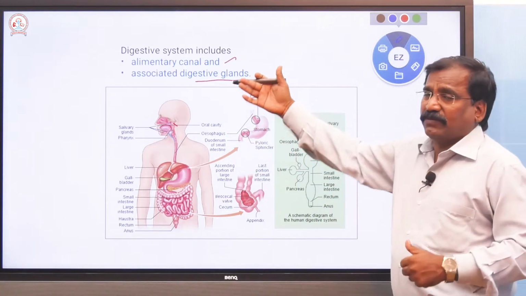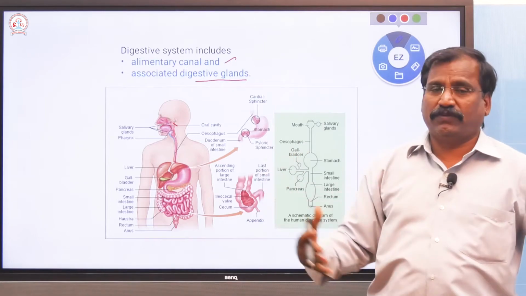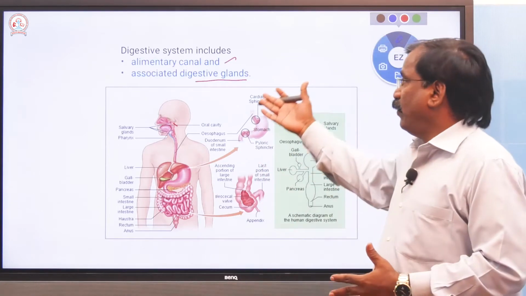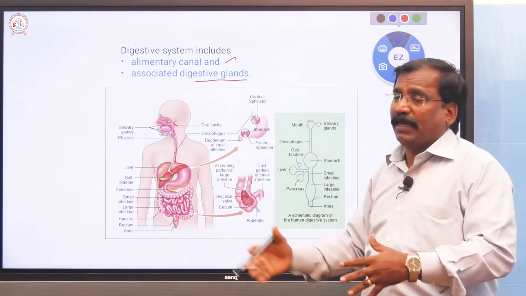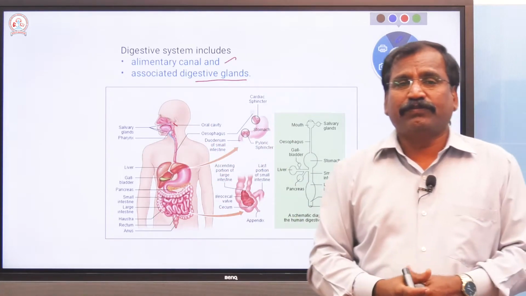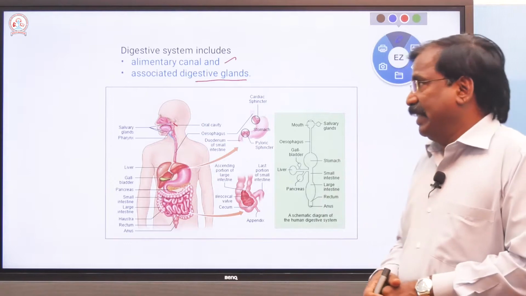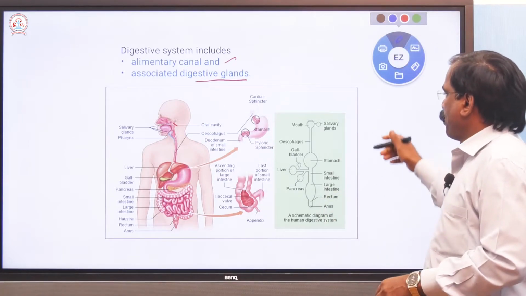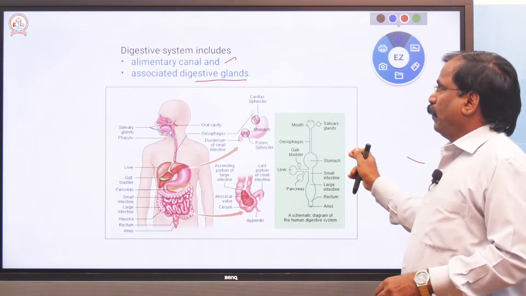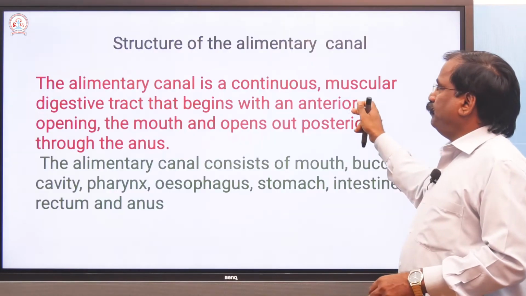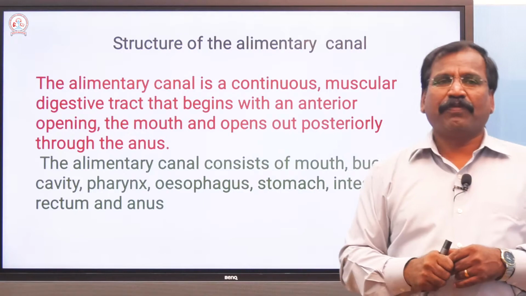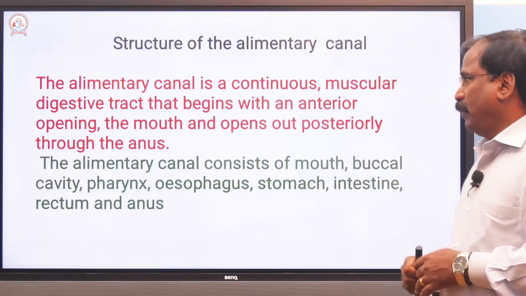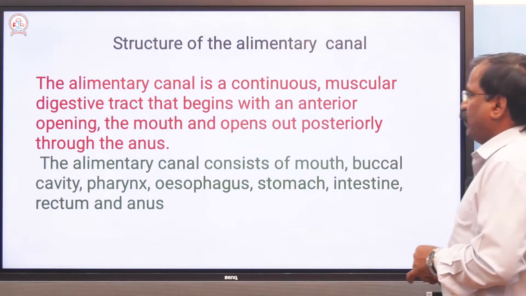Now we are going to discuss those components. What is the alimentary canal? What are its structure and accessory glands? Both we are going to discuss in detail. Then, what is the structure of the alimentary canal? It is a continuous tube.